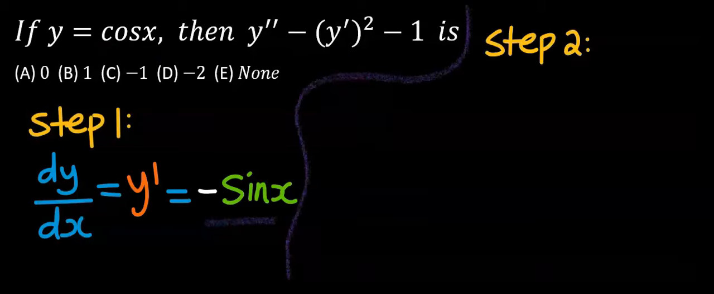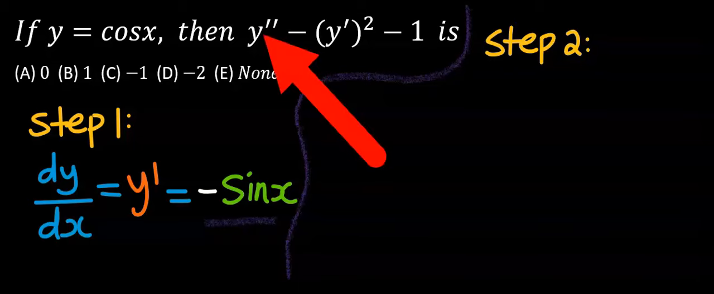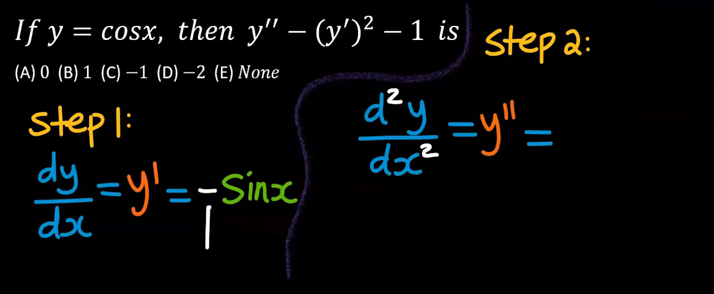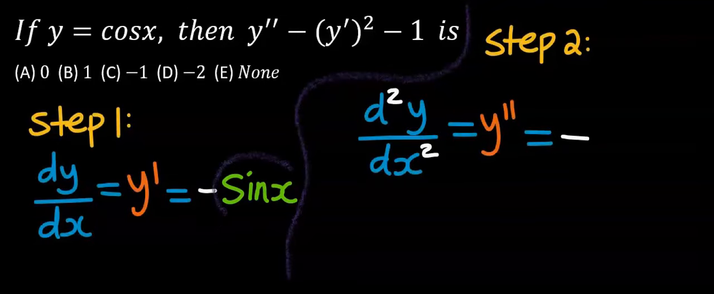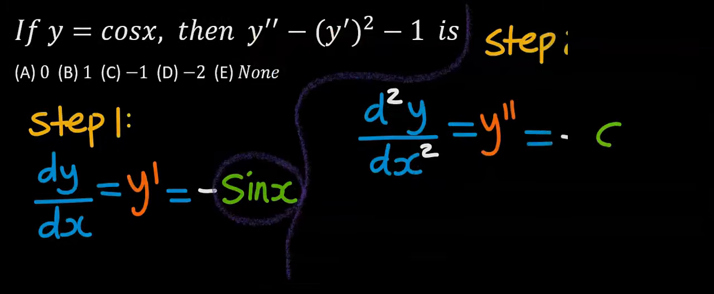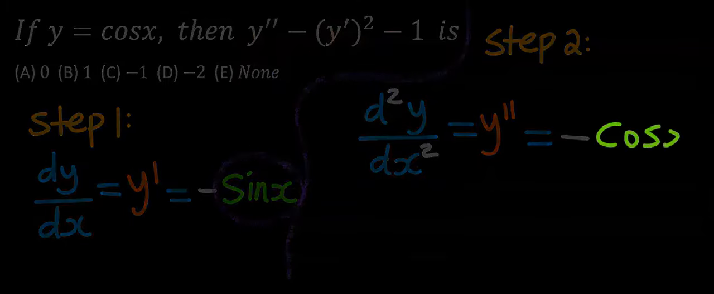Next, in step number 2, we are going to find the second derivative. Next, the first derivative got a minus. Hence, this will have a minus. Next, we are going to differentiate sin x. From the basic derivative table, when you differentiate sin x, you are going to get cos x. And we are going to have minus cos x.